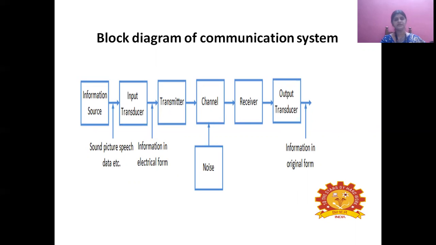The receiver receives the information from the channel. It is a set of electronic components which is used to demodulate the signal. That is, the function of the receiver is to extract the information from the carrier, and it is given to the output transducer. The function of the transducer is to convert the electrical signal back to the original form, which is delivered to the destination. Here, noise is an interference. It is an unwanted signal which interferes with the information during the transmission of the information through the channel.